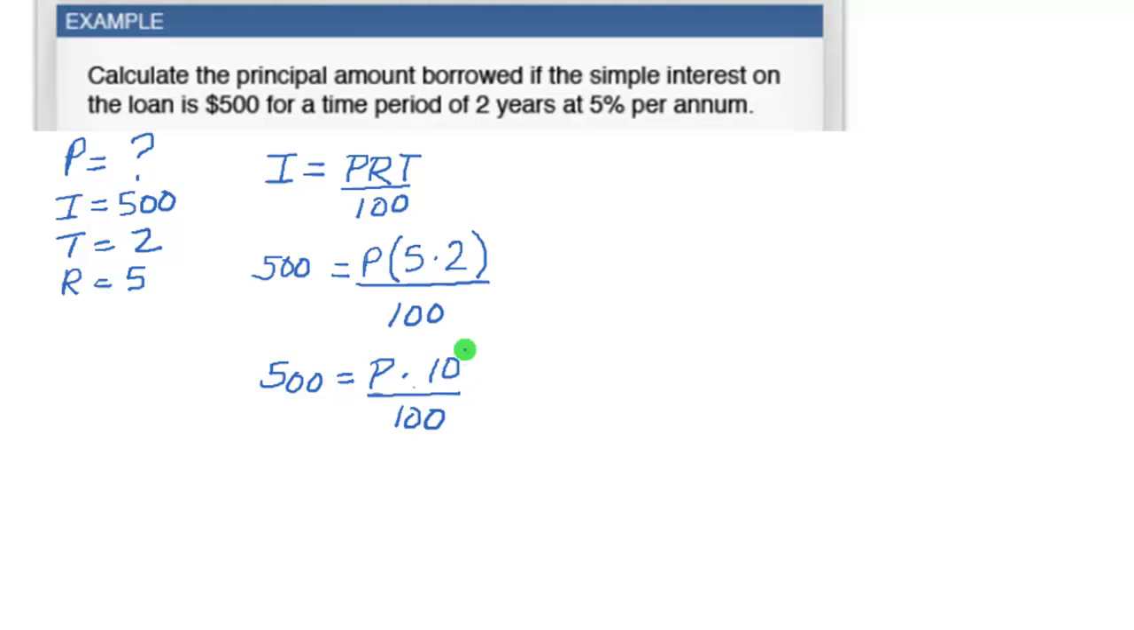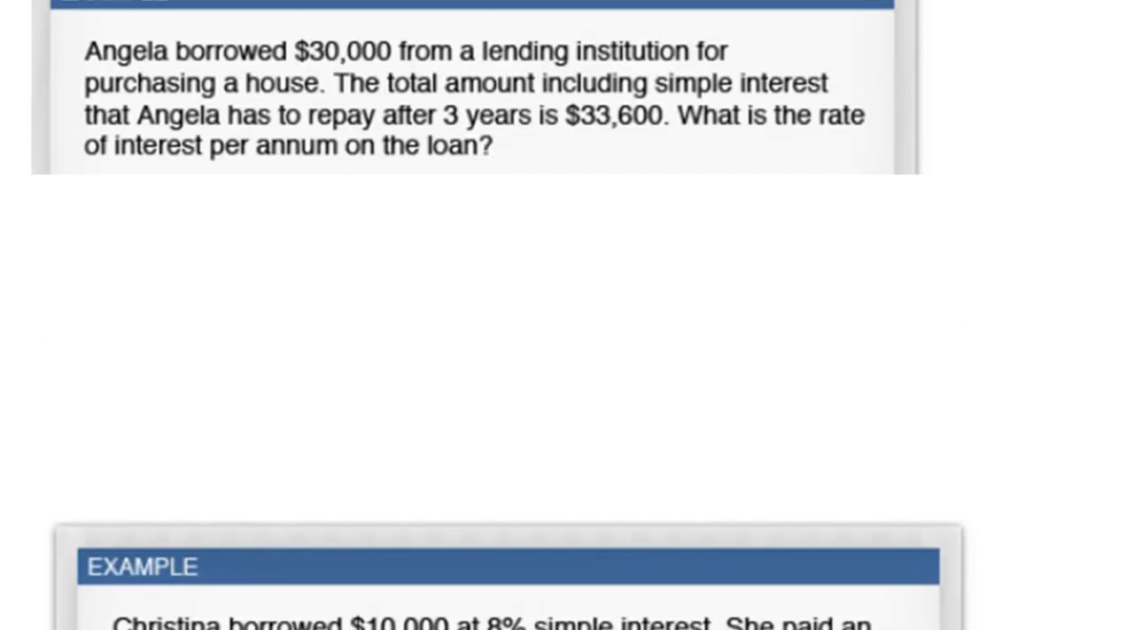Okay, and so again, I like to reduce those. So we have P, some number, divided by 10 equals 500. And so P must be 500 times 10, or $5,000. So your principal was $5,000, and you made $500 simple interest on that after 2 years. Okay, next.